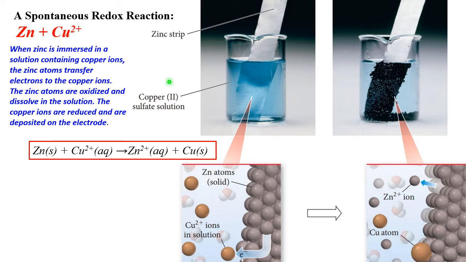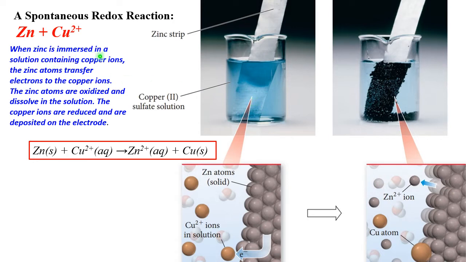Okay, so let's consider what happens when we put a chunk of zinc metal in a solution containing copper sulfate. Copper sulfate dissociates into Cu2+ ions and sulfate ions that play no role in further consideration.